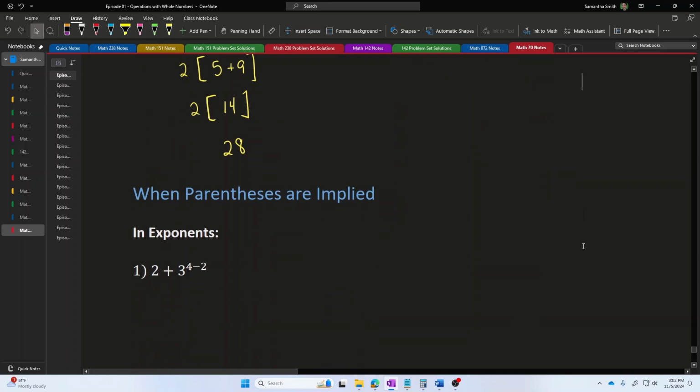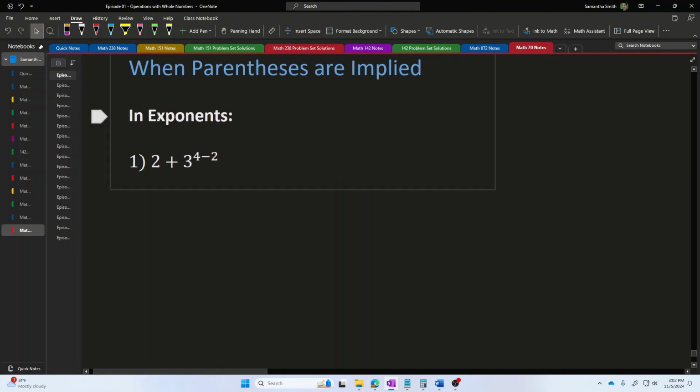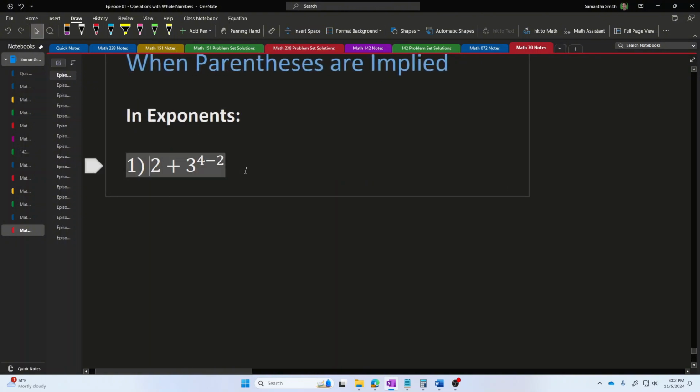Now, I want to point out a couple of situations where you do not see parentheses symbols, but parentheses are kind of understood or implied when you're doing order of operations. The first special situation is that if you have an exponent that has a bunch of stuff going on in it, you should understand everything happening inside of an exponent as being in parentheses.